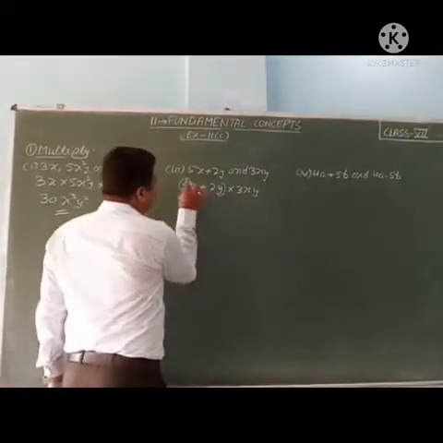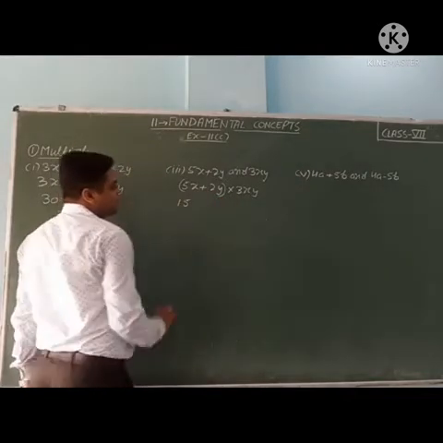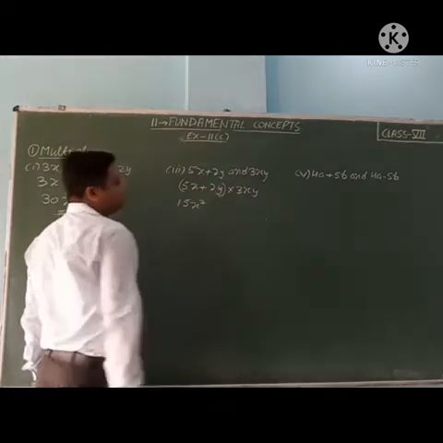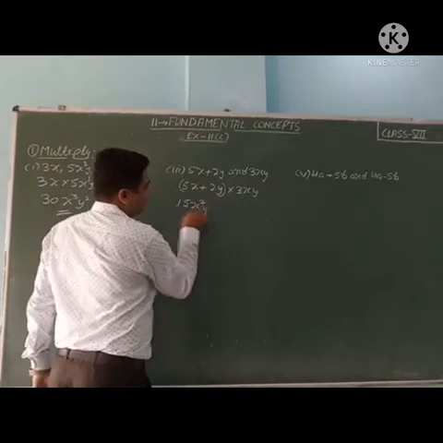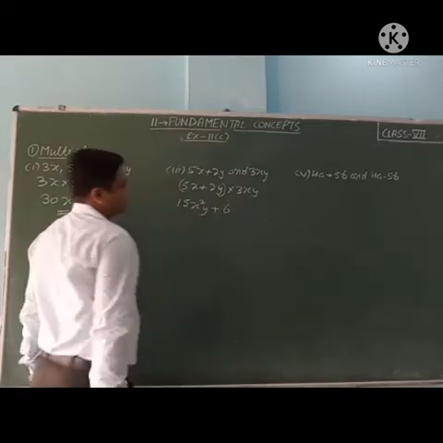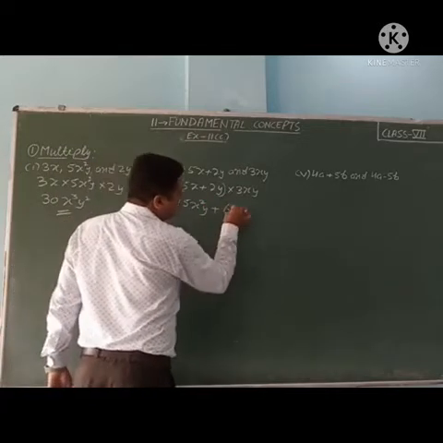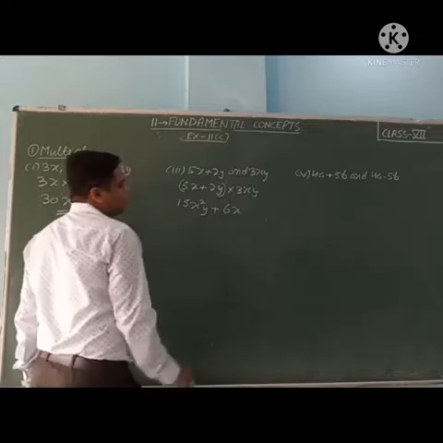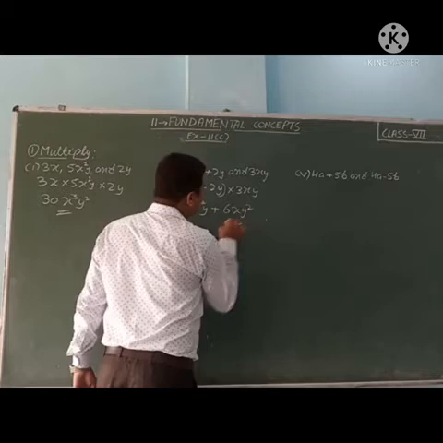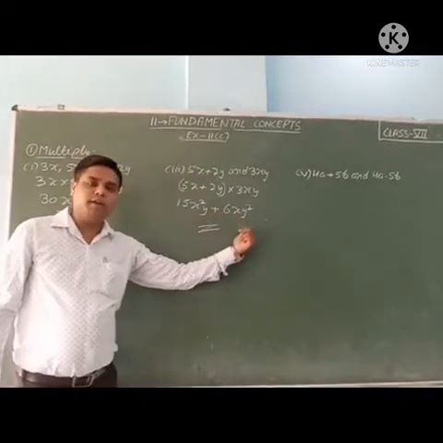So 3 times 5 is 15. About x, power 1, here also 1, then power 2, then y. Then plus sign, 2 times 3 is 6. First y is coming, but we will write x first. So x only. Then about y, here power 1, here also 1, so 1 plus 1, 2. So the answer is 15x square y plus 6xy square.